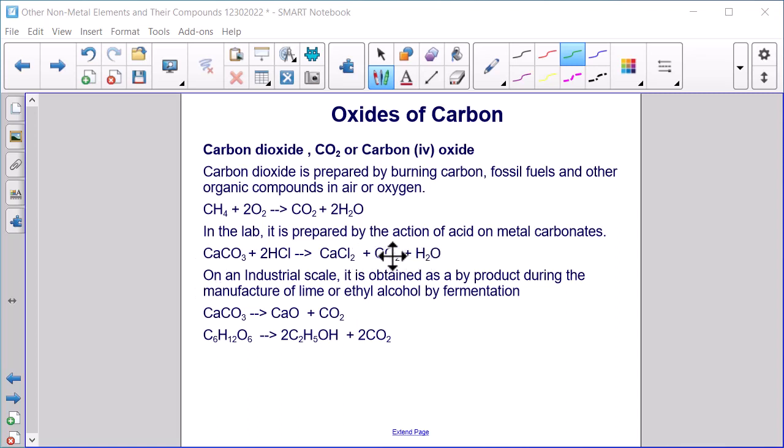On an industrial scale, it is obtained as a byproduct during the manufacture of lime or ethyl alcohol by fermentation. So this fermentation process leads to carbon dioxide in both cases.